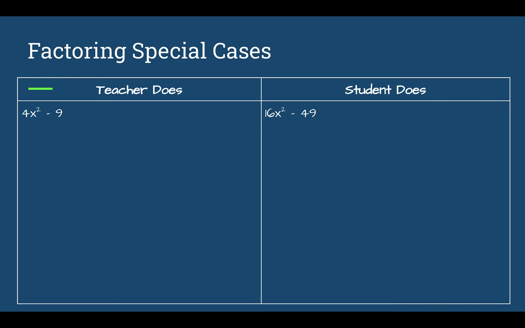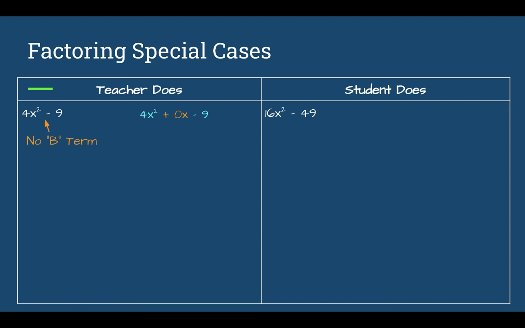Our last example here is another special case where it's the difference of two squares, but it's more complex because the number in front of x squared is not 1. There is still no b term, which means that b was 0. So if we want to write it as a trinomial, it would be 4x squared plus 0x minus 9.